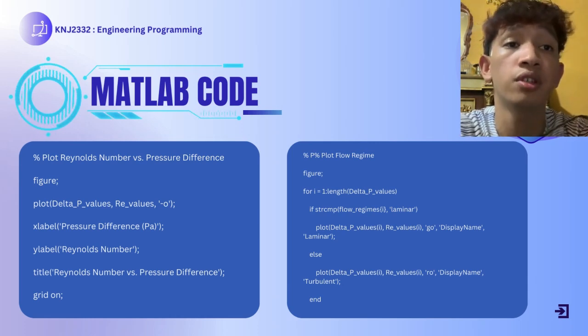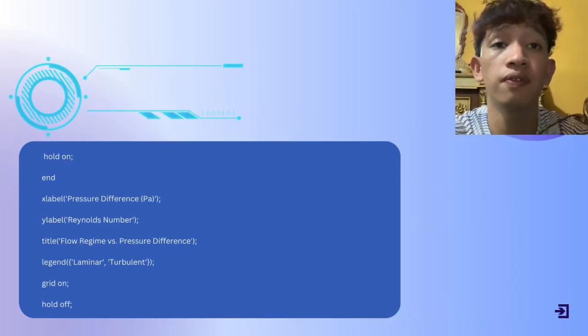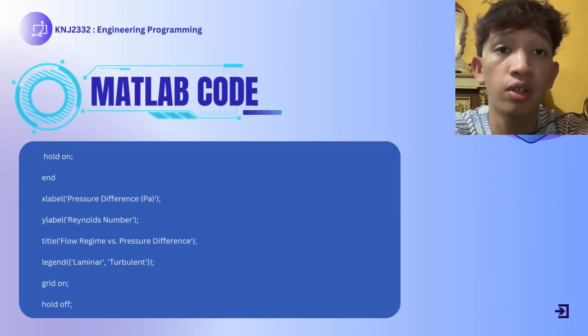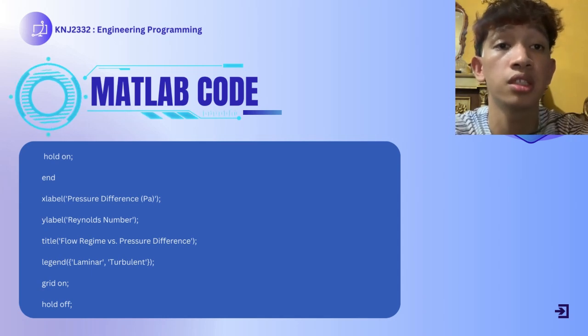The next is I plot the flow regime graph. For the flow regime graph, the x label is pressure difference in Pascal, the y label is Reynolds number, and the title is flow regime versus pressure difference.